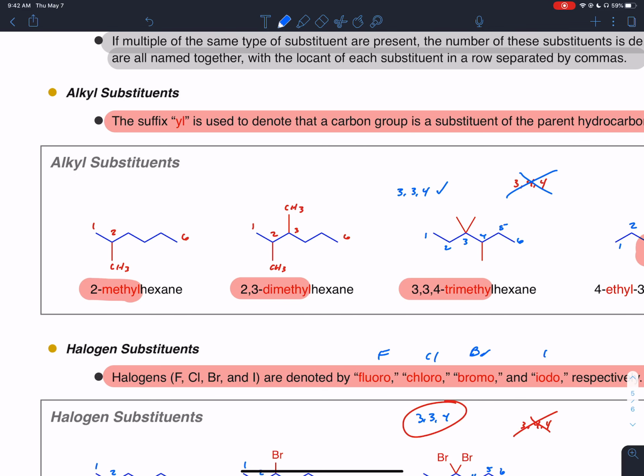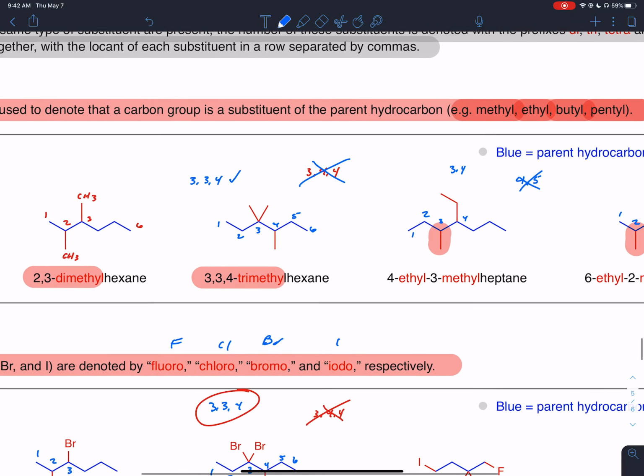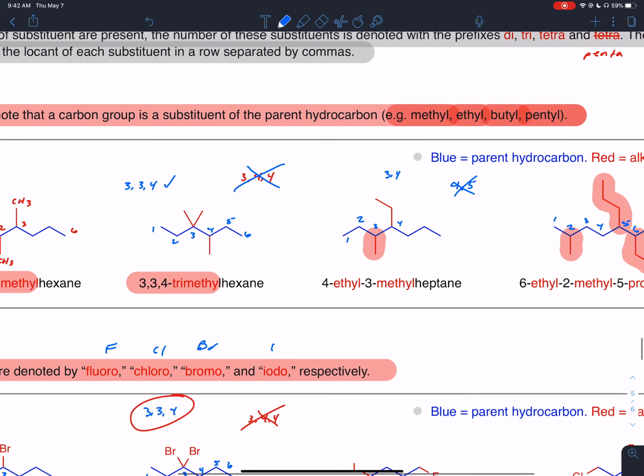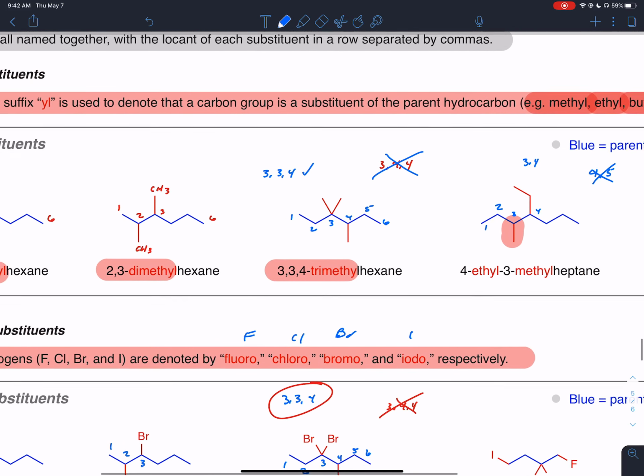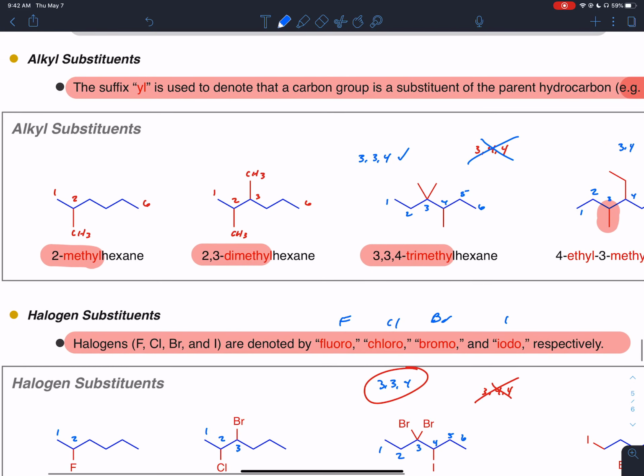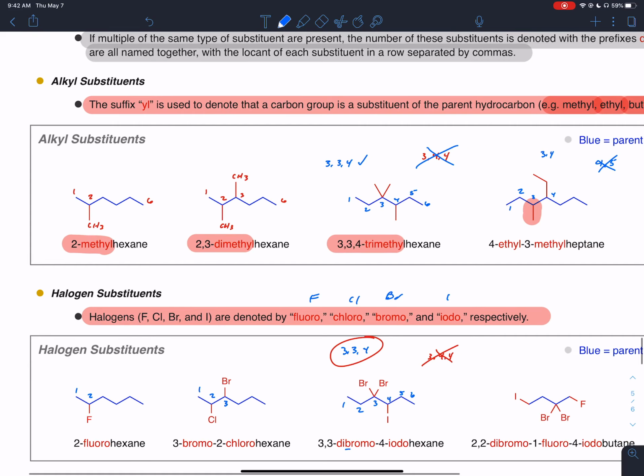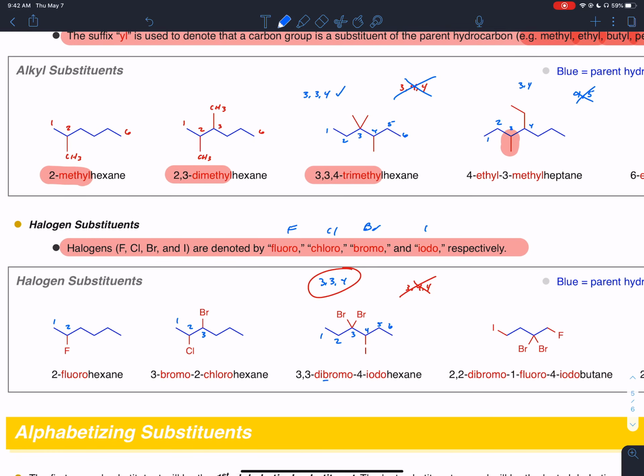Because once you can get that down, it's really not too hard to identify those substituents coming off the parent hydrocarbon. And remember, if it's an alkyl substituent, a simple straight-chain alkyl substituent, we just use the suffix -yl to denote that the group is a substituent off the parent hydrocarbon, and we use fluoro, chloro, bromo, and iodo to represent fluorine, chlorine, bromine, and iodine in the molecule.